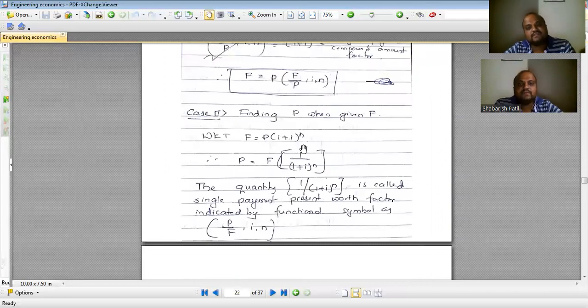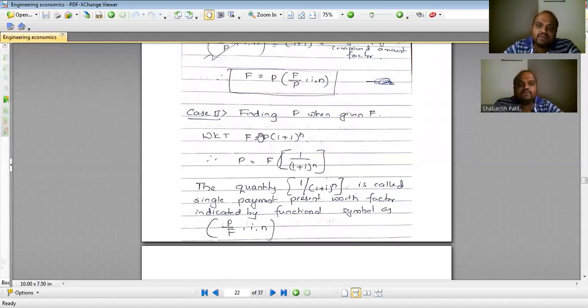Now in case I know the F value, like suppose at the end of fifth year I want say 10 lakh rupees, how much should I keep in a bank at zero time right now, so that that P will be compounded to F? That is the second case here. Okay, it is about finding the value of P when we know the future value.